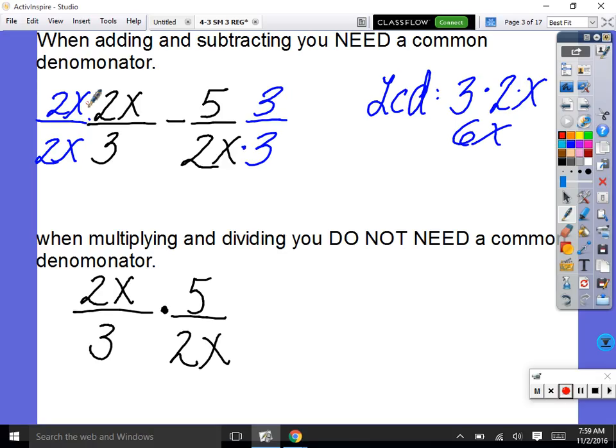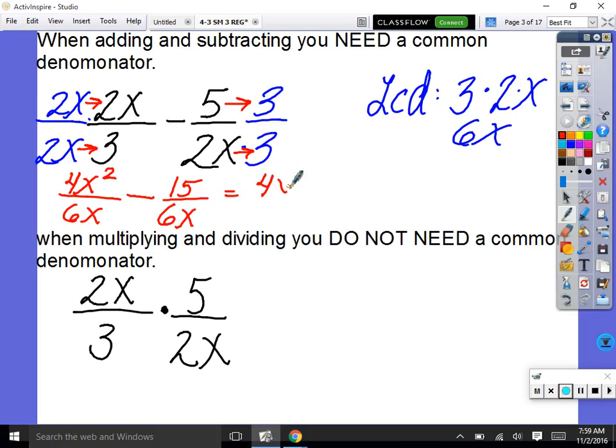So when we multiply straight across, we have 4x squared, correct? All over 6x. And then we have minus, multiply that, 15 over, check it, 6x. Make sure those are the exact same. So now you would say, okay, good. We're at our last step. We can put it over the same fraction. So that would be 4x squared on top minus 15. Those are not like, so we can't combine them, all over 6x.